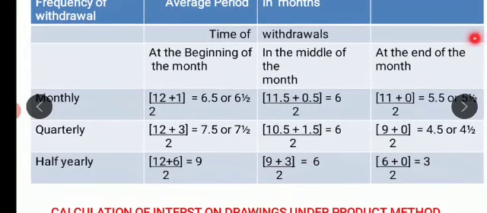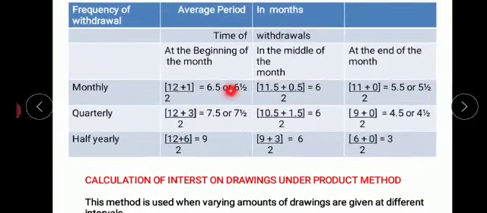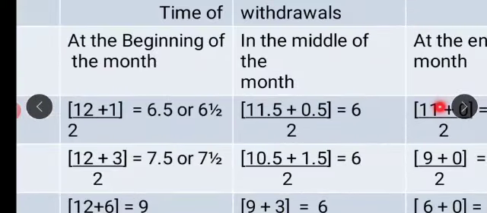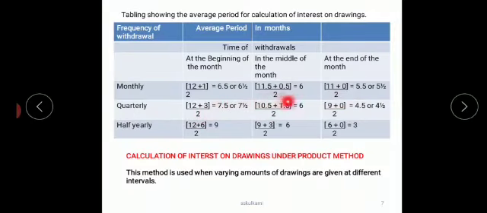So you have to remember this period of frequency when it is withdrawn and the amount of average period, that is the number of average period to be taken for calculations of drawings. Now we will see the next one, that is interest on drawings under product method.